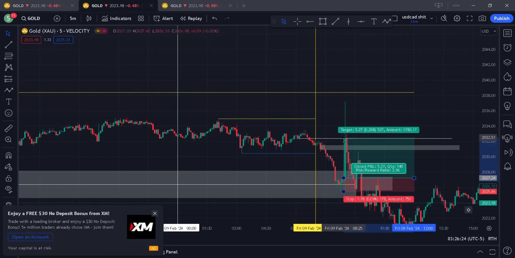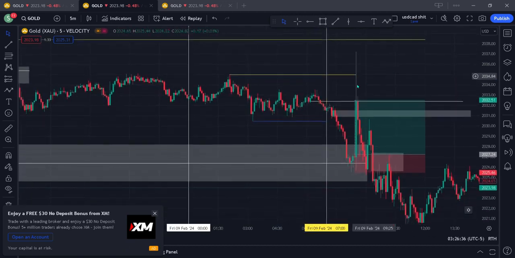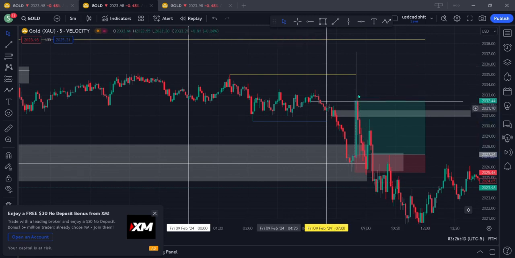So I had my TP here, but look at that. We wicked all the way to the London session high, you know. Still could have had a good move there, but then it was still a good move for me because I was 100% sure that we were going to reach that there. And then once we took out London session high, I can draw that in because why?